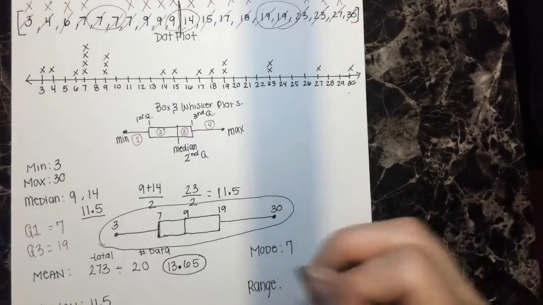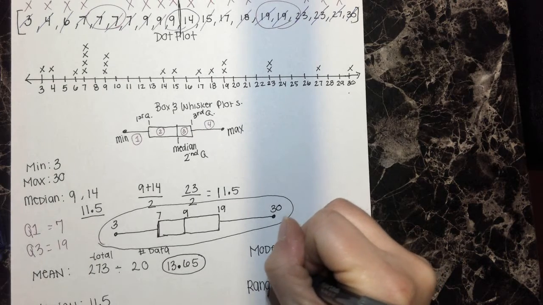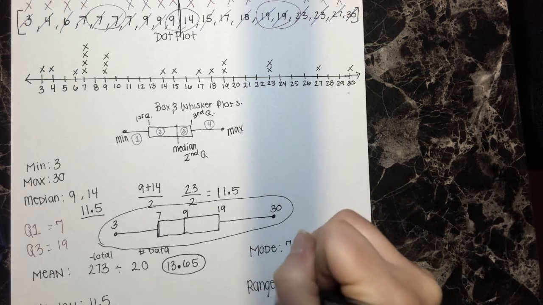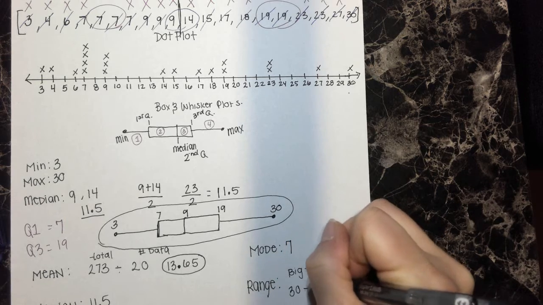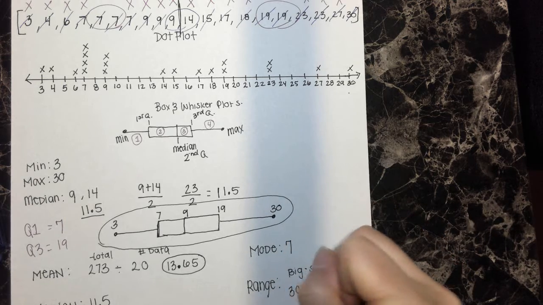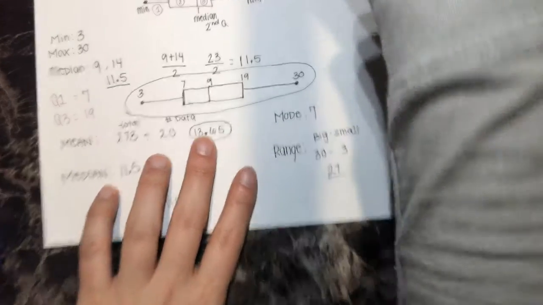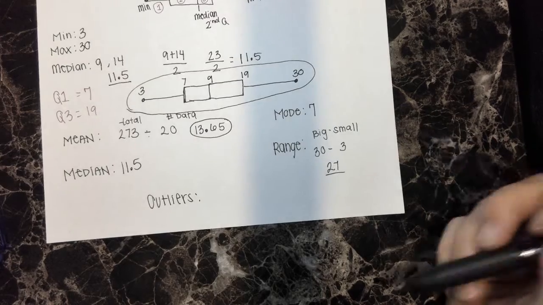Your range, you take your largest value minus your smallest value. My biggest value is 30, minus my smallest is 3, and my range would be 27. That means there's a total of 27 options that the answer could be. Sorry, you probably couldn't see that.